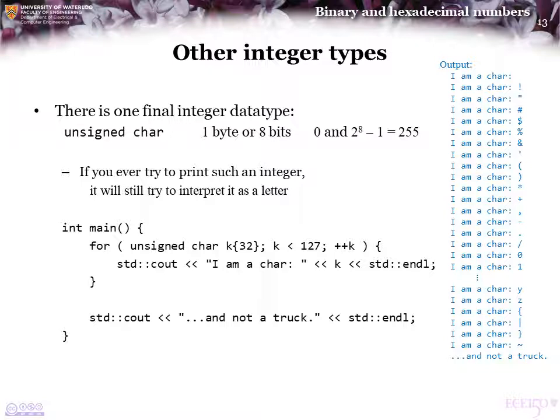Instead, it is printing out characters to the screen. So 32 seems to be a space, 33 is an exclamation mark, 34 is a double quote, 35 is a pound sign, all the way up to 126, which is the tilde symbol. All right, think about that.